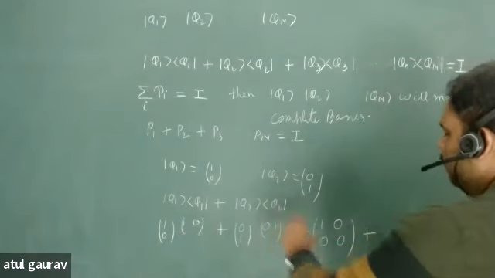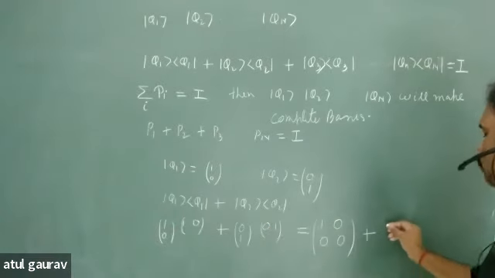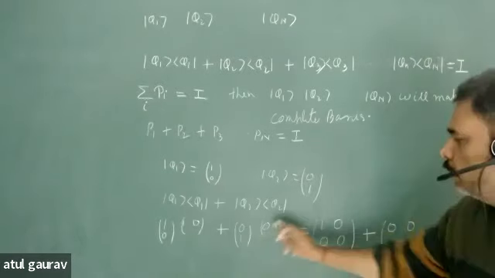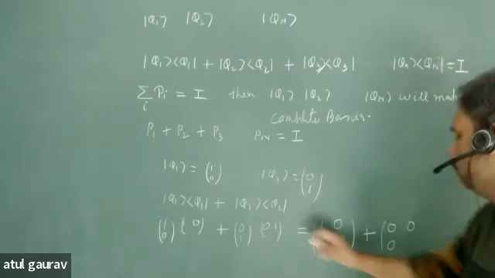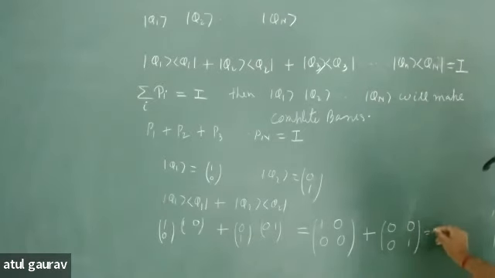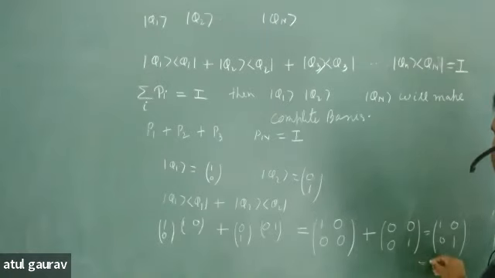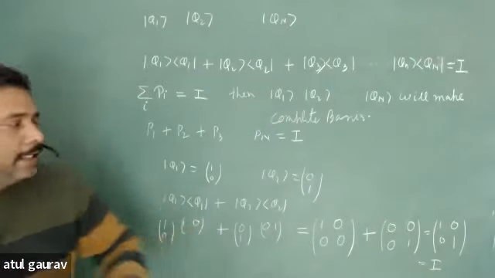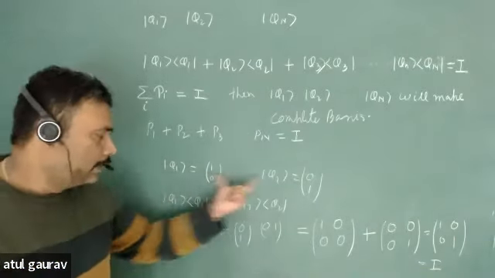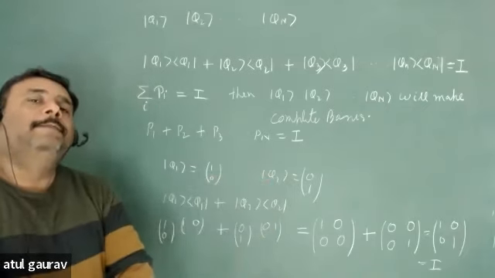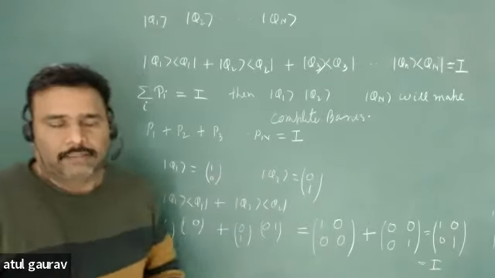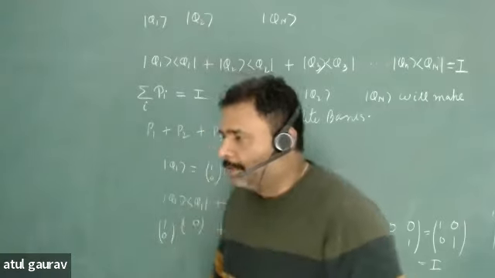Plus, now look here. What is going to happen? 0 into 0 is 0. 0 into 1 is 0. 1 into 0 is 0. 1 into 1 is 1. What you will get? 1, 0, 0, 1. So this is what? Identity operator. So if it is the identity operator, then if you are taking these two vectors phi 1 and phi 2, they can make a complete basis for your two-dimensional vectors. This will make a complete basis.